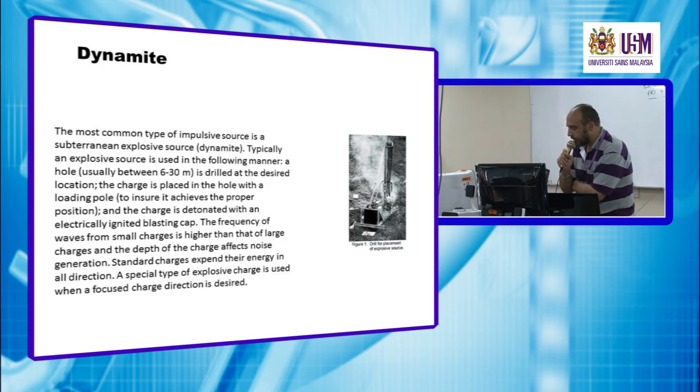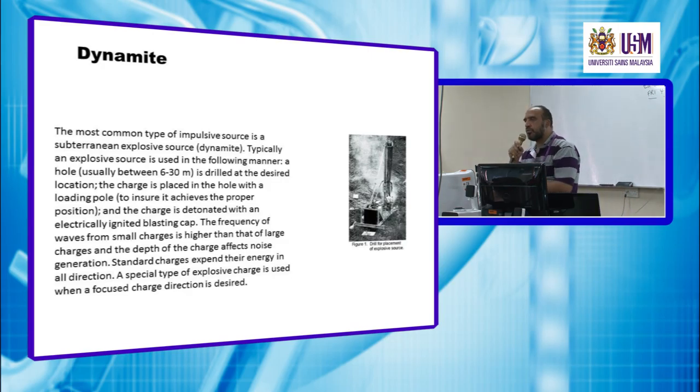Okay, so I am putting the charge in a hole ranging from 6 to 30 meters. We have the energy spread in all directions. These are the key points. Small charges have higher frequency than larger ones. And also we can use some types of charge that produce directional energy. If I want the detonation to be in the depth direction only, then there is some type of charge that can be used for this objective.